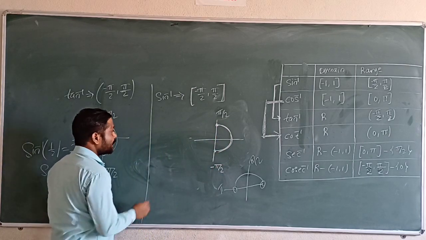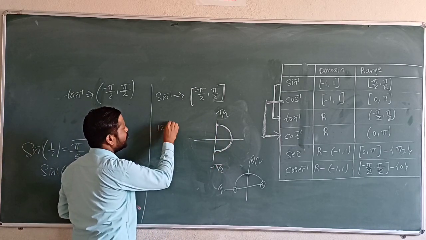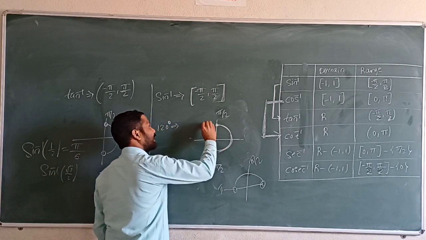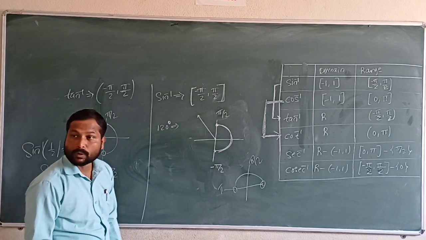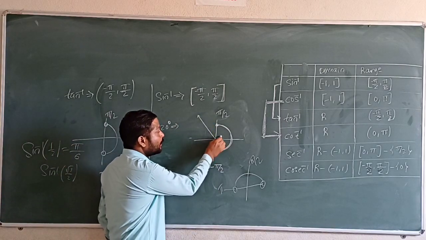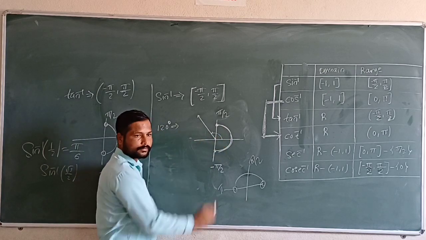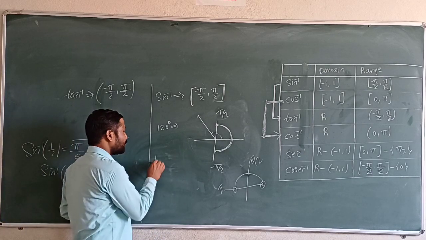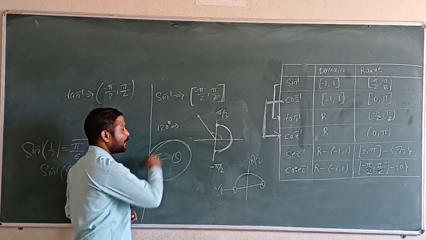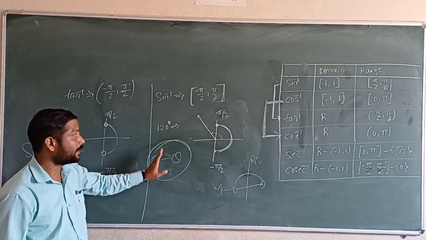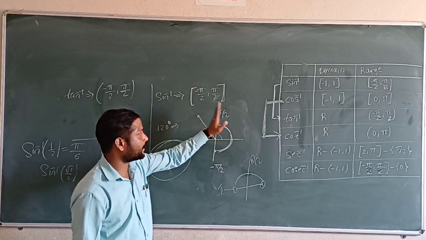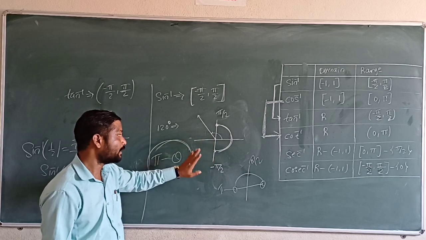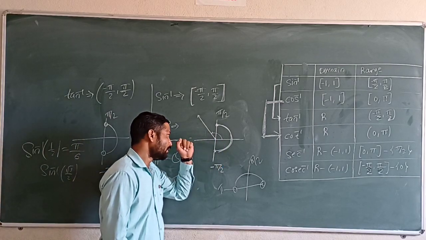Suppose the answer is 120 degrees, I am just guessing. If the answer is 120 degrees, that line is outside the range. Then what should you do? Take pi minus that theta. By doing pi minus theta, the out-of-range value is automatically converted to inside the range, right? If the answer is directly inside the range, stop the problem there.